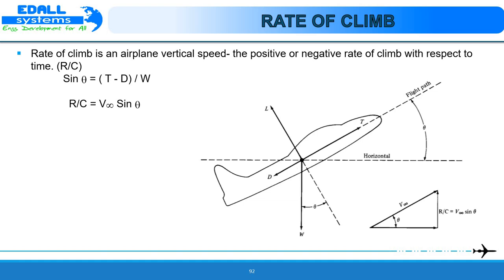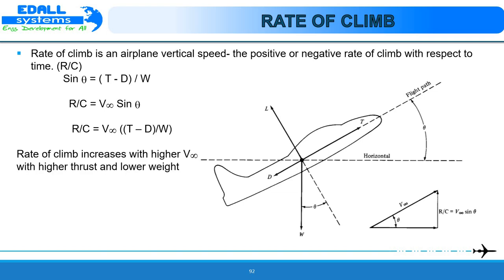The right hand side, v infinity sine theta, is the aeroplane's vertical velocity. This vertical velocity is called rate of climb, which can be represented as v infinity times (T minus D) by W, since sine theta equals (T minus D) by W. Rate of climb increases with higher v infinity, with higher thrust and lower weight.